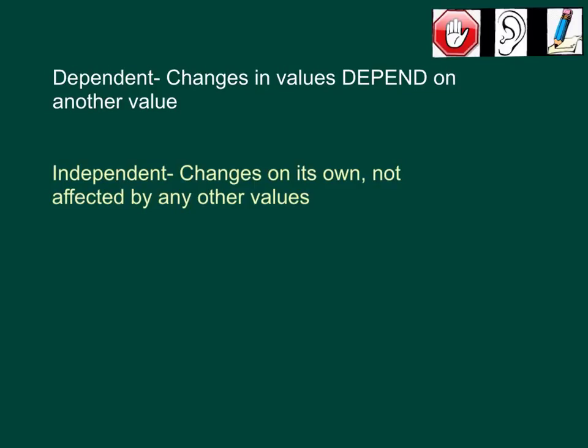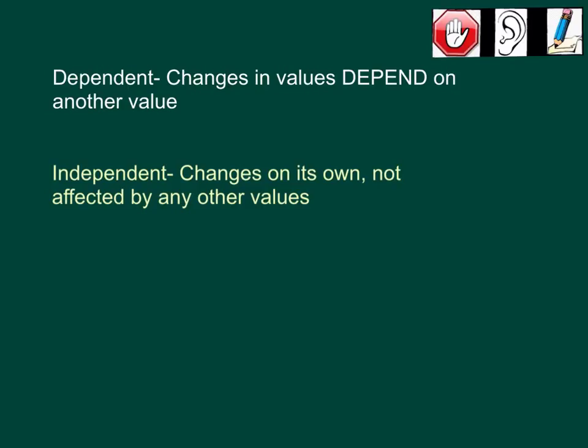To help us define what those terms mean, we want to know what dependent and independent mean. I just want you to jot down quick definitions. Dependent just refers to a change in a value that depends on another value. So the only reason that value changes is because of something else. An independent value changes on its own, or it's not affected by any other values. If it's making changes, there's really no impact on it. It's just a change in itself.